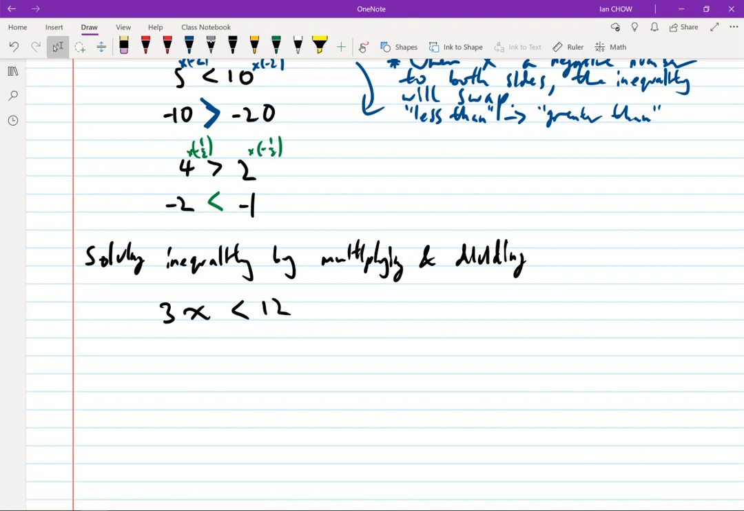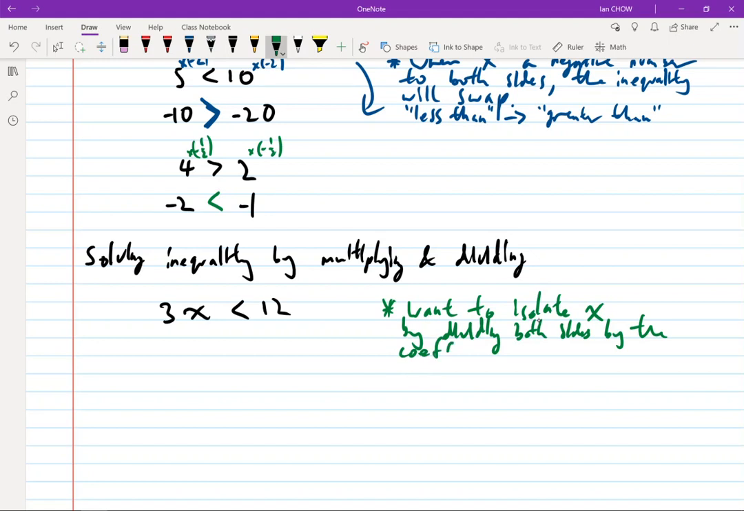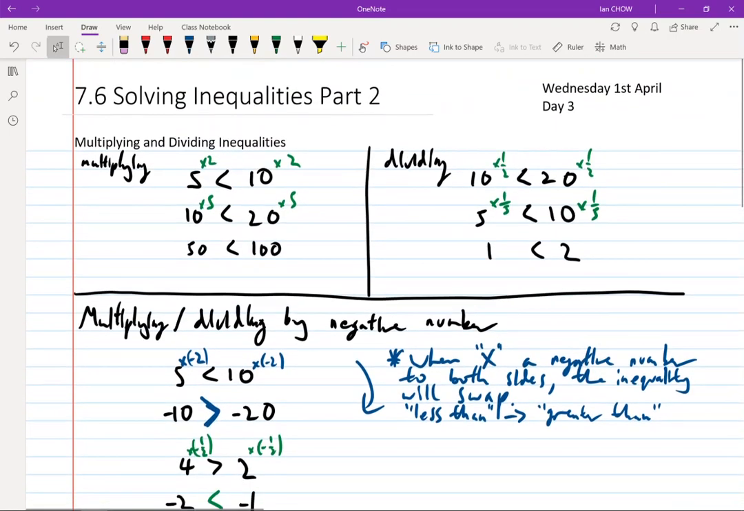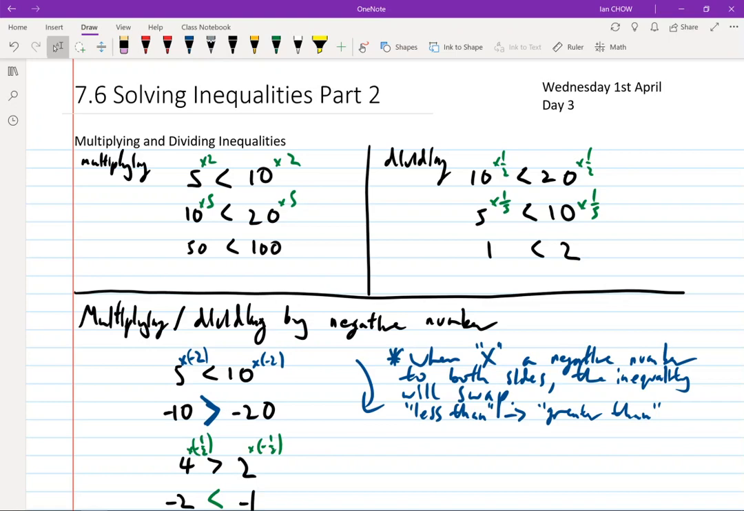Well, this time we're going to divide both sides in order to isolate x. So we do the same as equations. We want to isolate x by dividing both sides by the coefficient of x, which happens to be 3. And so we're going to divide both sides by 3 over here. And just like the above example, if we multiply and divide by a number, we do it to both sides, and our inequality would stay the same.